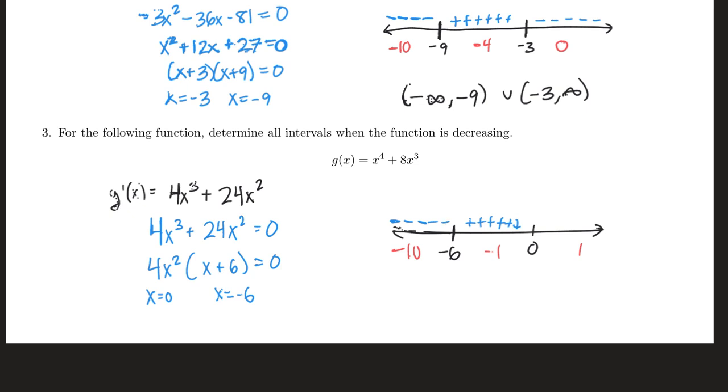Notice it doesn't always switch. There's a lot of times, like in the previous problem, where it switches between negative and positive at each one, but that's not always going to be the case. In this problem, my final answer, where is it decreasing? Just from negative infinity to -6. And again, make sure you're using these zeros as the endpoints, not your test points.